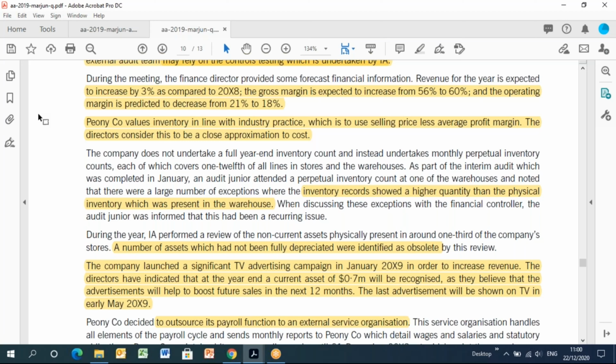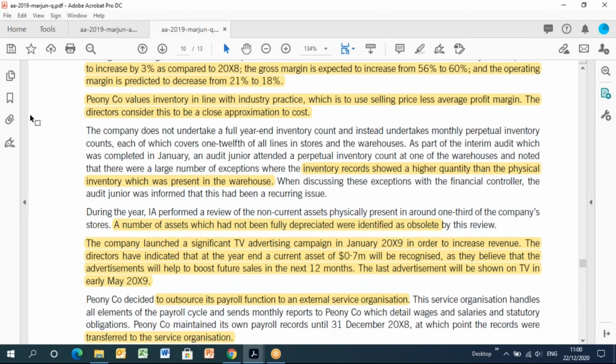So as a recommendation, you should say that this should be discussed with management, and also the auditor should review this method to ensure that this is an approximation to cost. So this is the third risk.